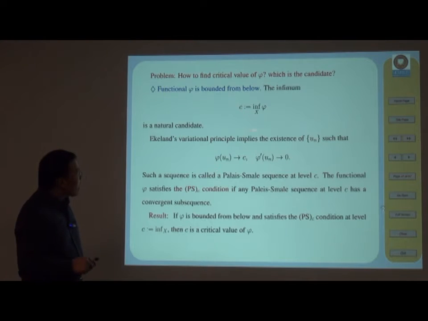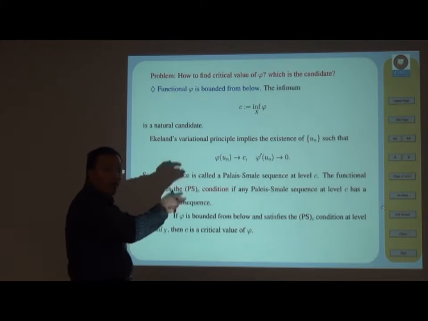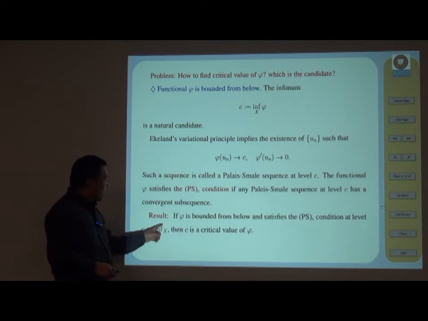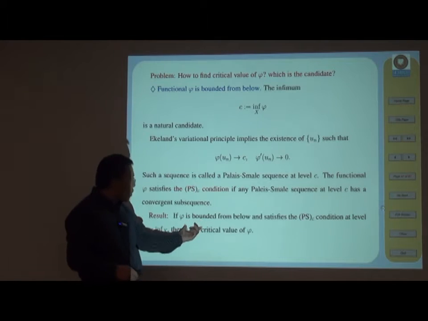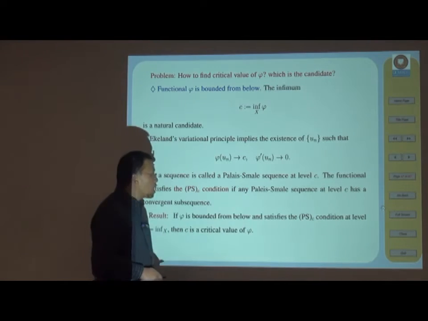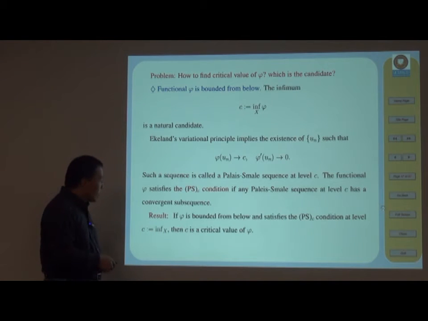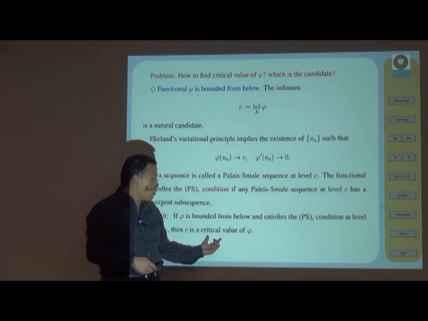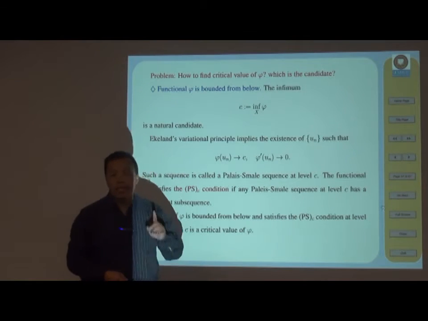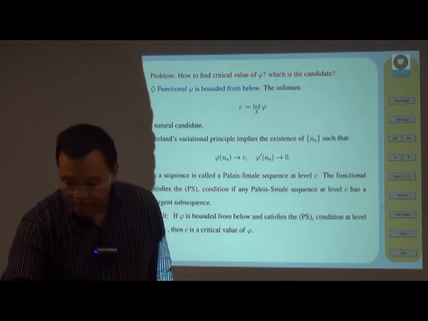If phi has this structure, bounded from below, then the corresponding result is: if phi is bounded from below and satisfies the PS_C condition at level C, then this value is the critical value of phi. And this is the first case.